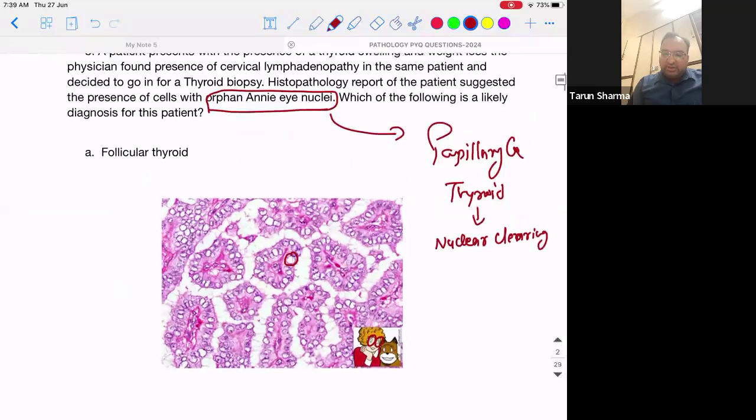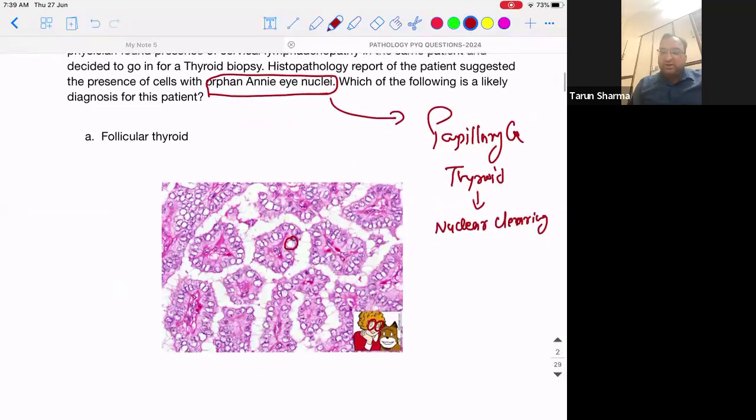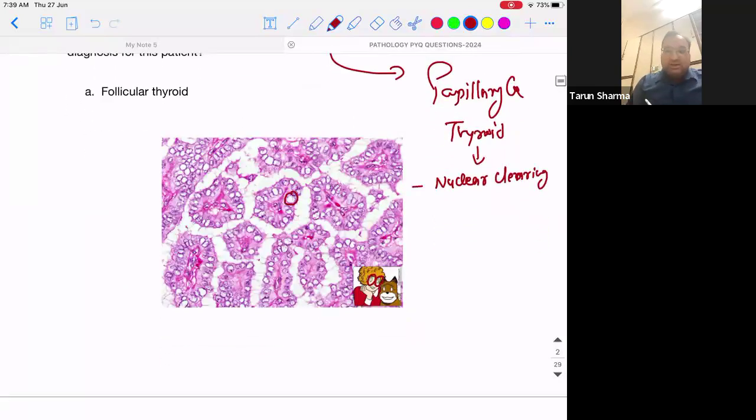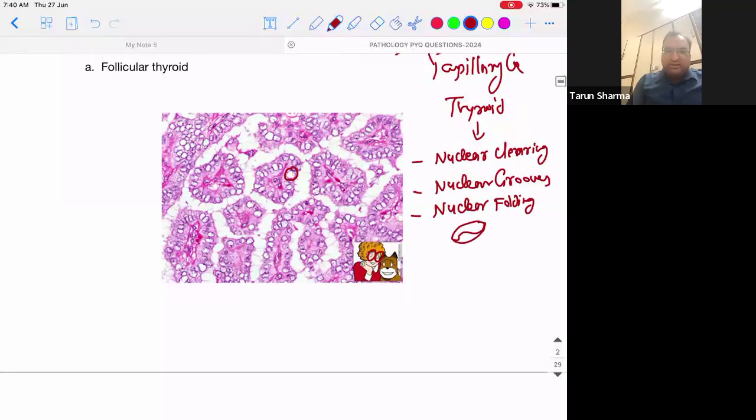The nuclear features of papillary carcinoma thyroid are very important. Nuclear clearing is being asked in your exams, and they can also ask you about nuclear grooves. Grooves are also seen in this condition. Nuclear folding is also seen; the nucleus becomes folded like this. Nuclear grooves or folds are the same thing.